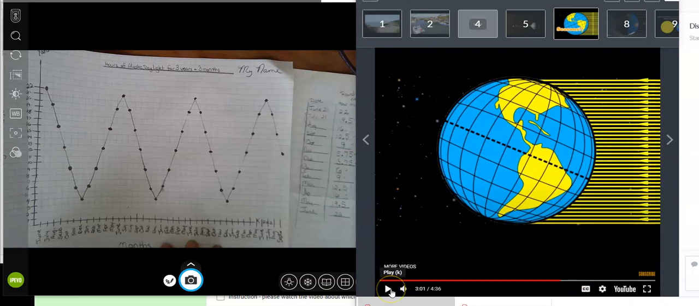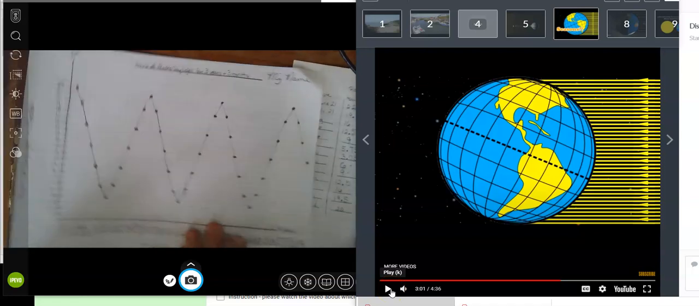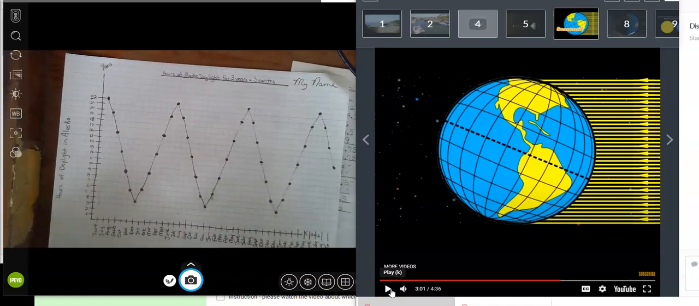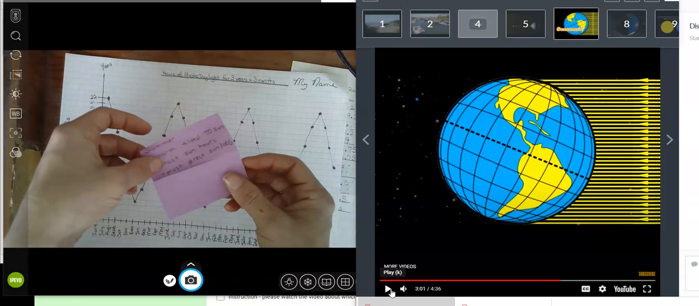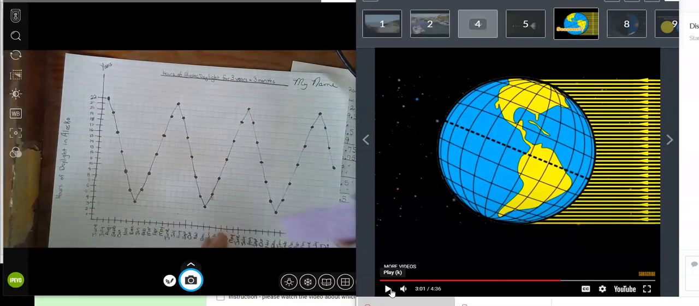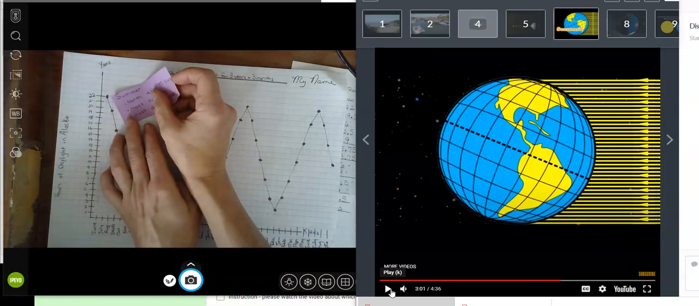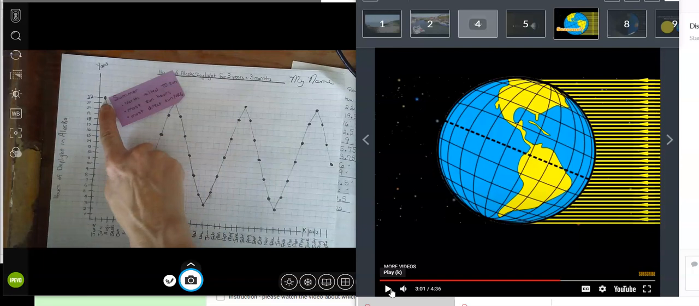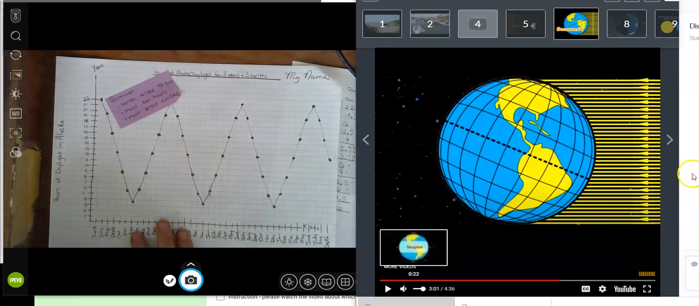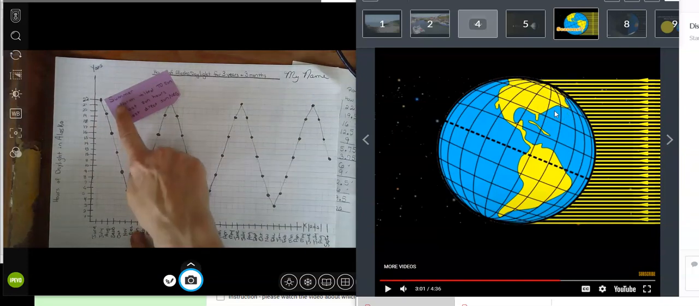There is where I want you to pause, because we are going to label this graph now with some details about summer. You'll notice I didn't use the whole sticky note, so I had it pre-cut, so it's ready to come off. My summer is right up here. Here is some information that I got from this video about summer that helps explain this graph.